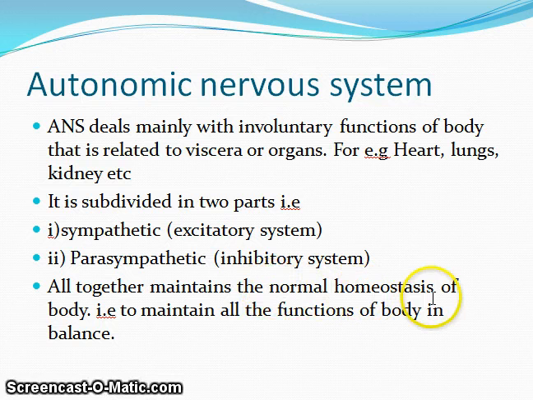Altogether maintains the normal homeostasis of the body, that is to maintain all the functions of the body in balance. What is homeostasis? So it is like maintaining your internal harmony of the body. Everything is under control. Heart beats at its own pace, your breathing is at its own normal speed, then your digestion is taking place normally. Okay, your temperature is getting regulated according to your surrounding environment. All these things, they are part of the homeostasis.